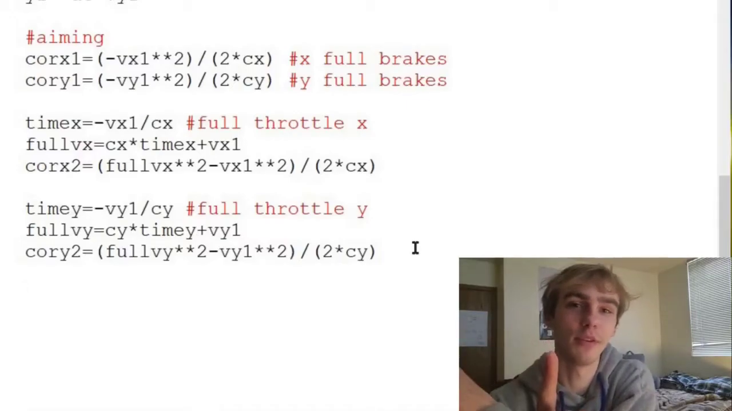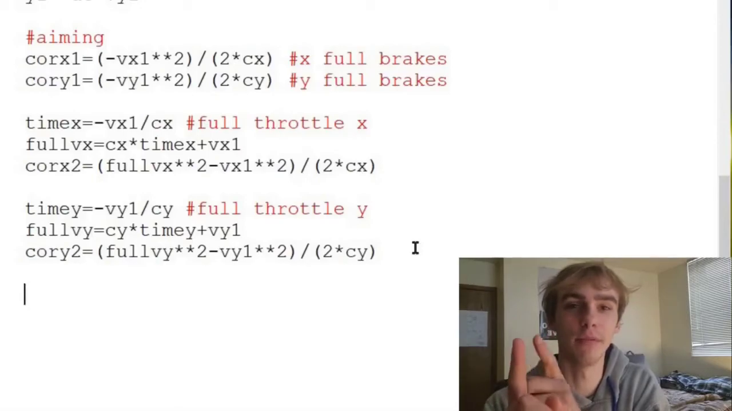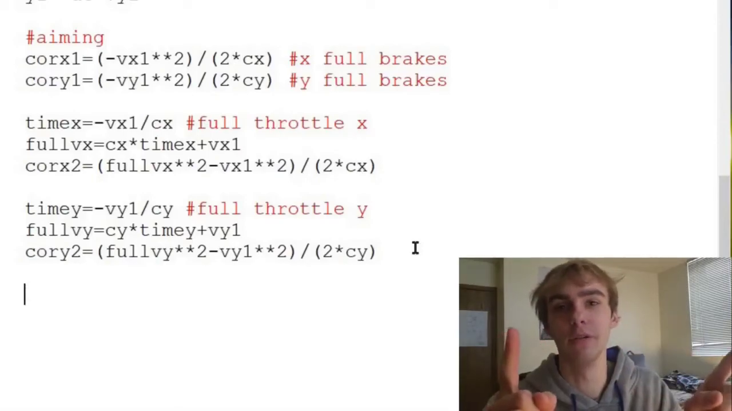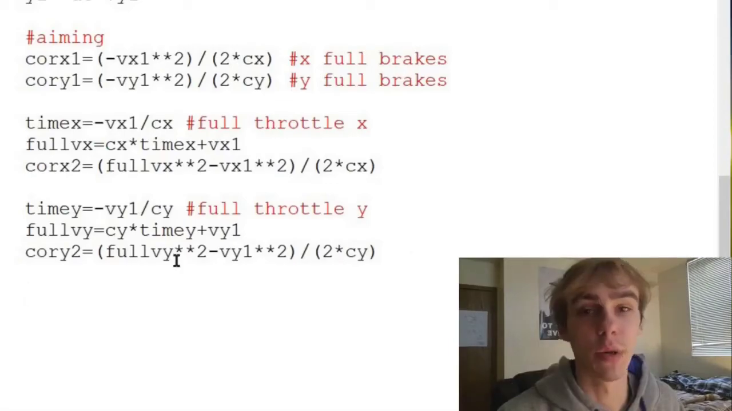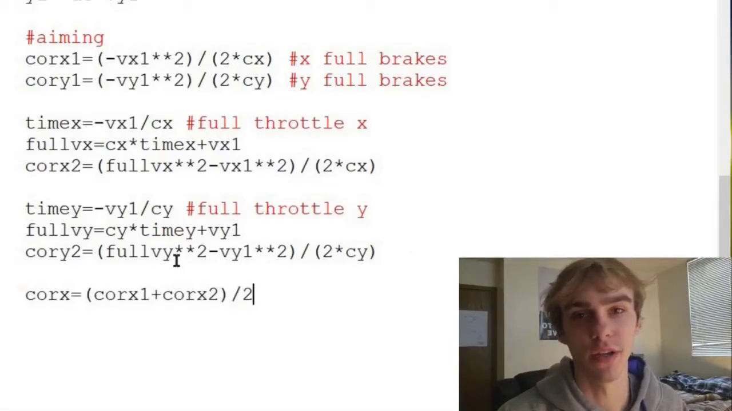So the current position would be over here, the closest distance for it to be able to stop would be right here, and the distance where it would go to fully accelerate would be over here. Take the average of those two values and then you can just get the middle. So now we have a real correction x, which is just the correction x1 plus the correction x2 divided by 2, and then same thing for y.